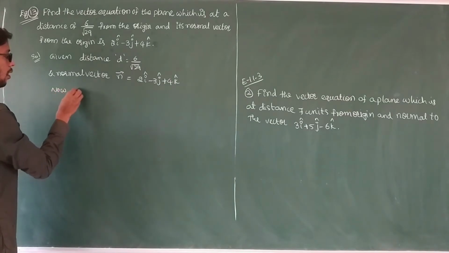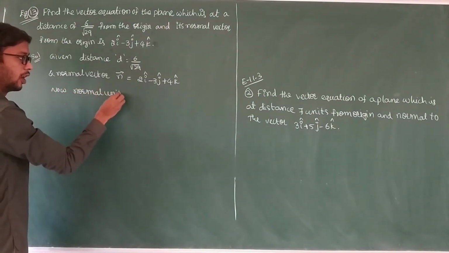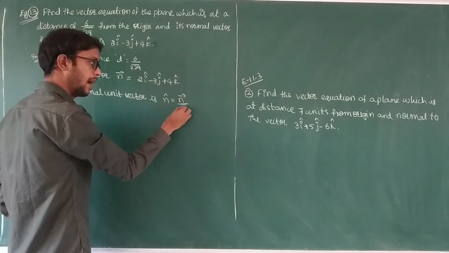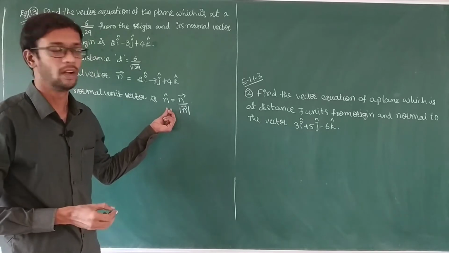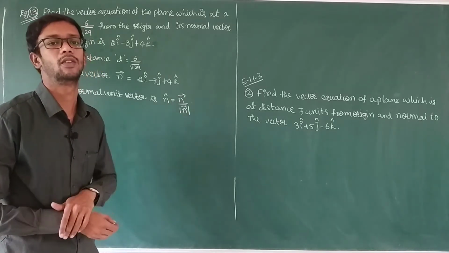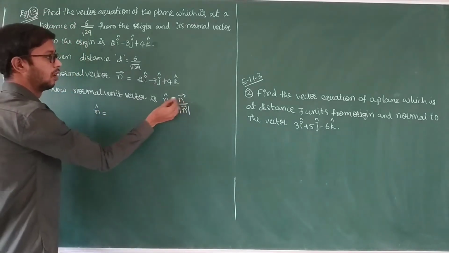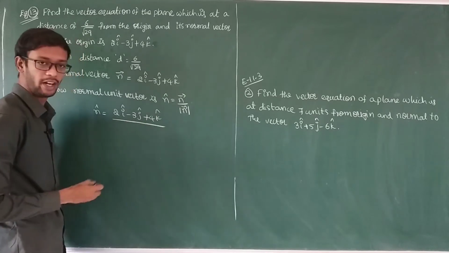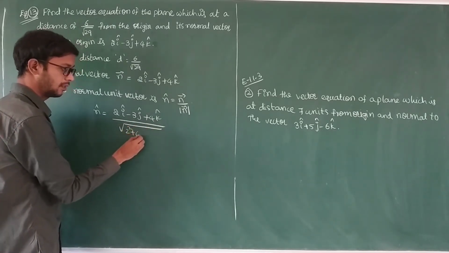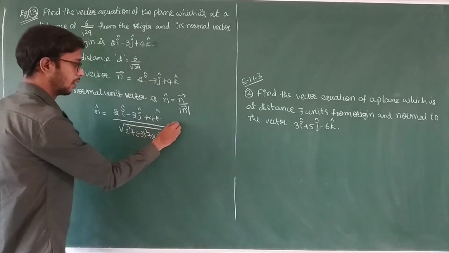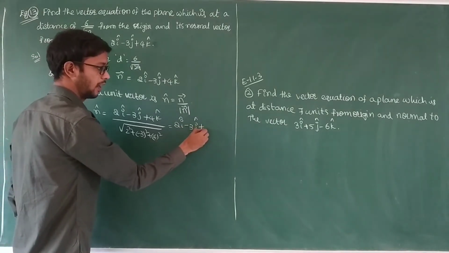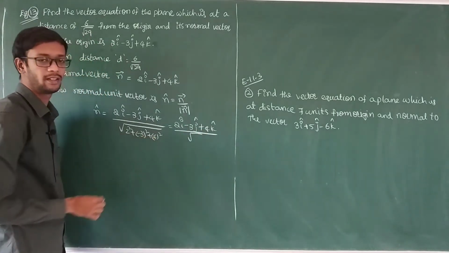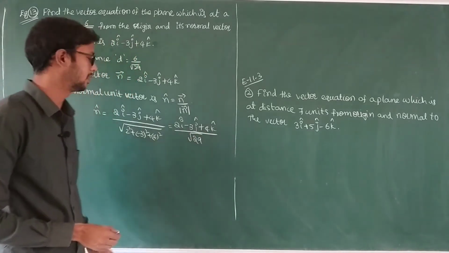Now the unit normal vector is n cap. That is nothing but n bar by magnitude of n bar. n cap is equal to 2i cap minus 3j cap plus 4k cap divided by square root of 2 square plus minus 3 square plus 4 square, which is 2i cap minus 3j cap plus 4k cap divided by square root of 4 plus 9 is 13, plus 16 is 29. So this is the n cap.